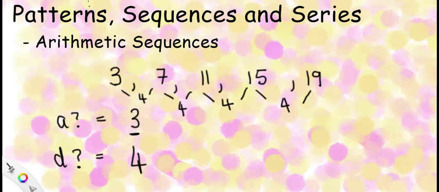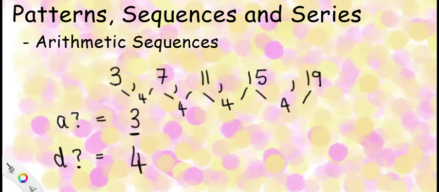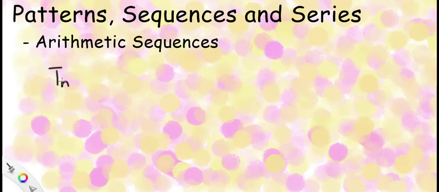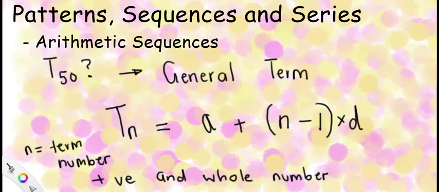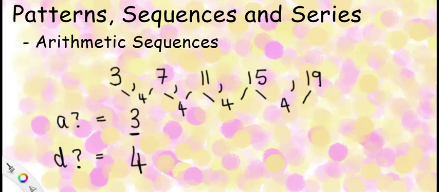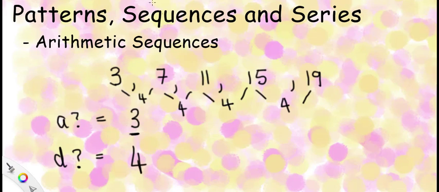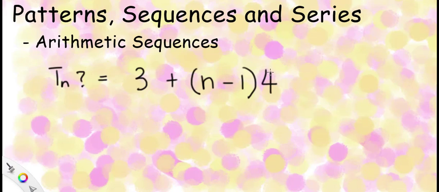Now that we have A and D, can we come up with a general term for this sequence? So Tn, the general term for this sequence, is going to equal, if we just use substitution, we need A, which we've already solved for, was 3. So Tn is going to be 3 plus, and then because we're using n minus 1 times D, which we solved for as 4, times 4. Easy enough, right? Okay, that is the general term of that sequence.